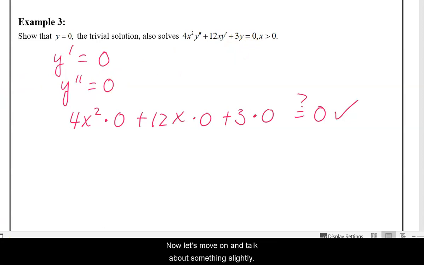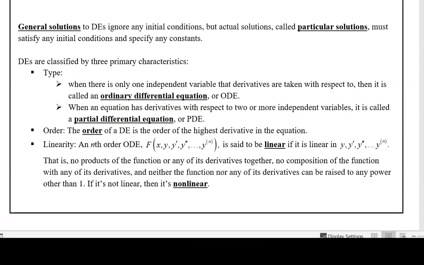Now let's move on and talk about something slightly different. So far, we've been looking at solutions to differential equations, but we haven't actually specified what allows you to determine precisely what the constant is. Remember that since you're dealing with derivatives of the equation you're trying to find, you generally find families of solutions up to that constant plus c. How can you then pin down what plus c is?